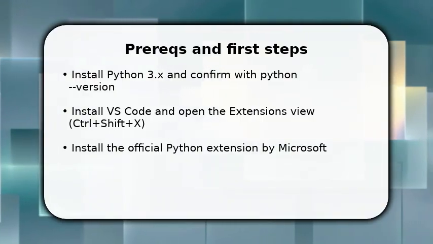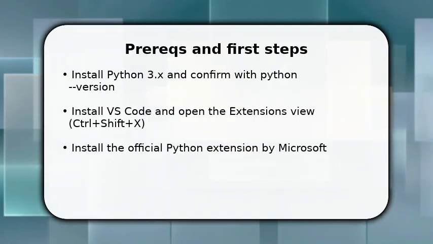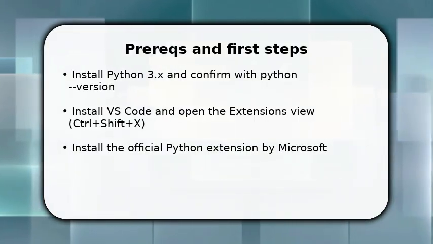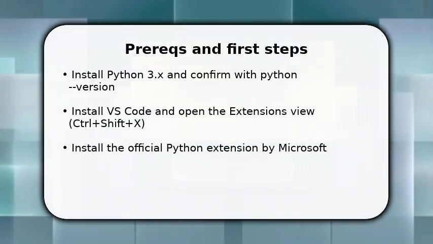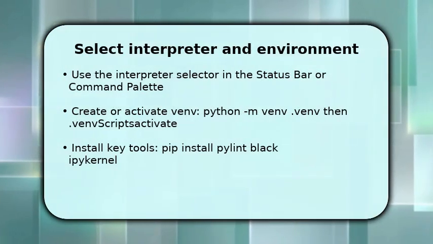Make sure you have pip available so you can add packages later. Now that the extension is present, the bottom status bar will display a Python interpreter selector. That's your next actionable control to configure. You now select the Python interpreter so code runs predictably.